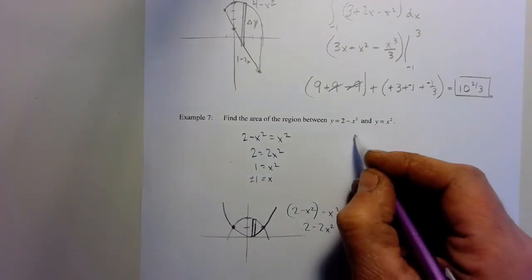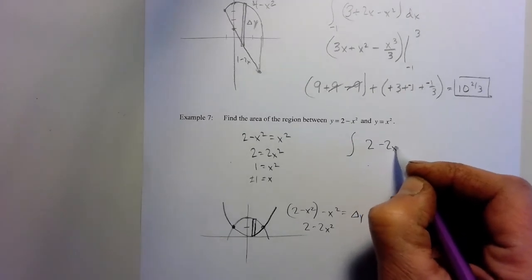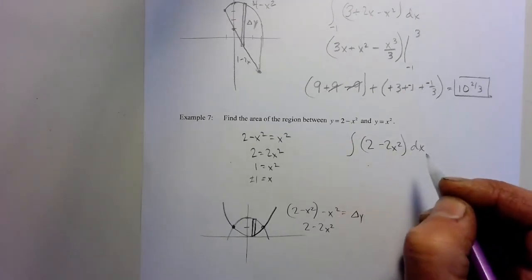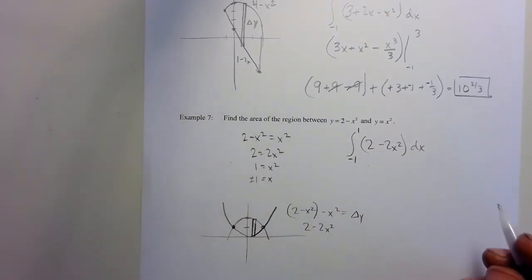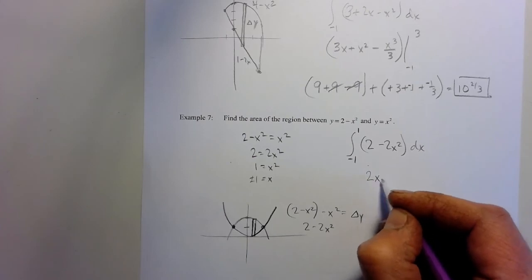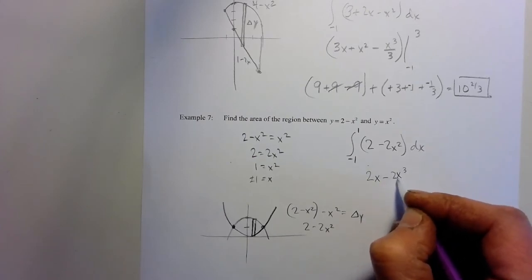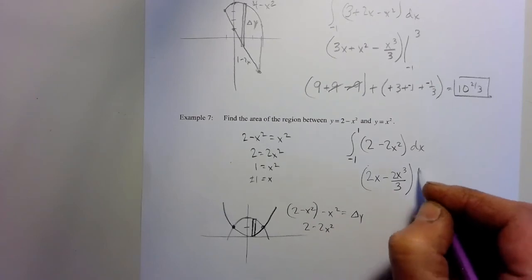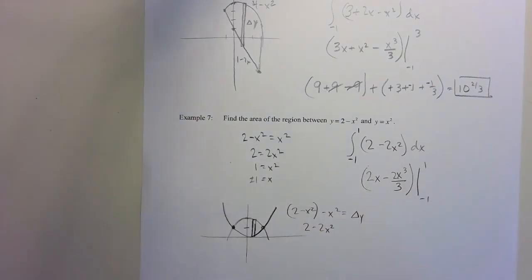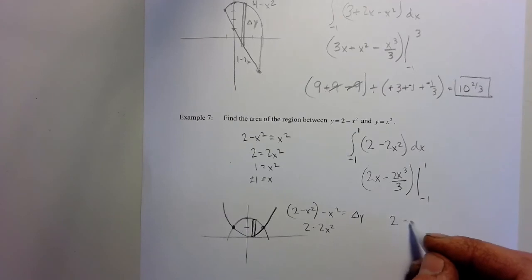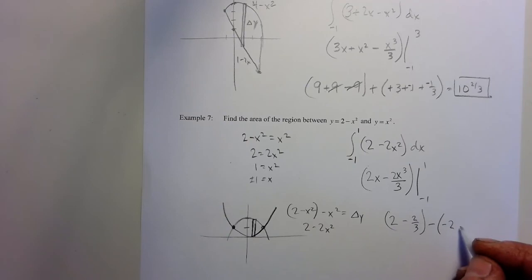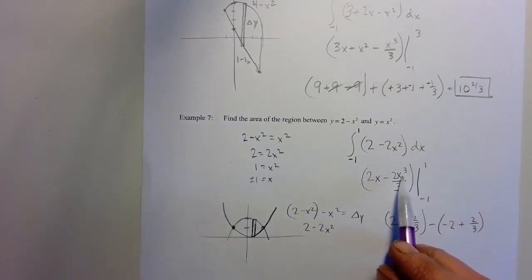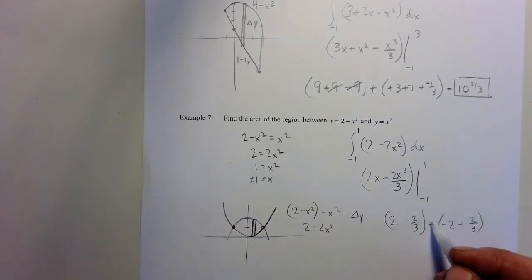Now I know my integral, and that's going to go from negative 1 to 1. Do your antiderivative. Plug in your upper bound, 2 minus 2/3. Lower bound, negative 2 plus 2/3. That became plus because negative 1 cubed is negative 1. Distribute in your negative sign.